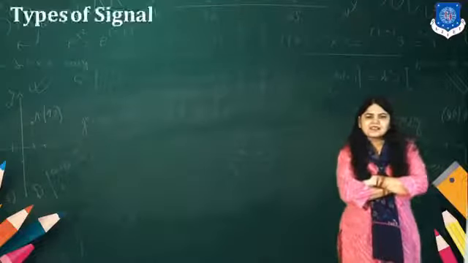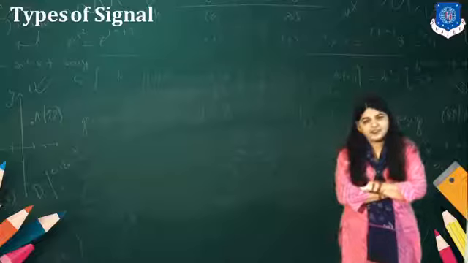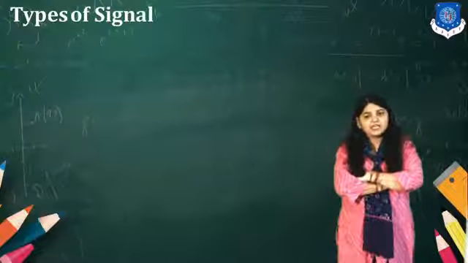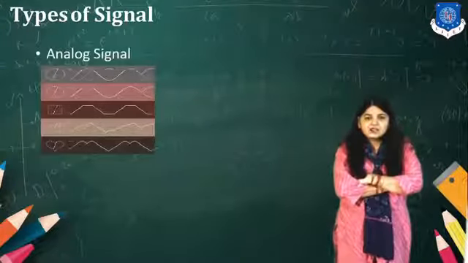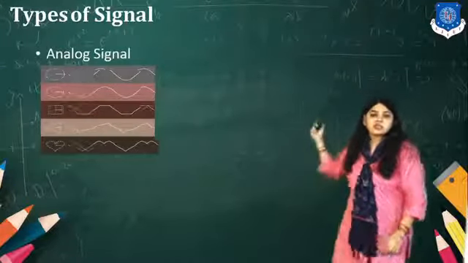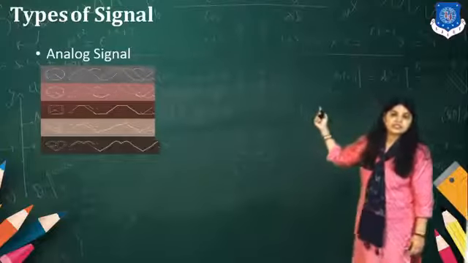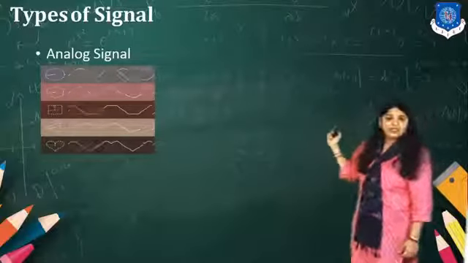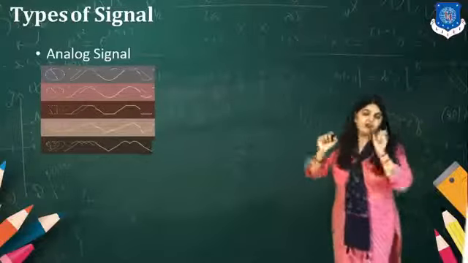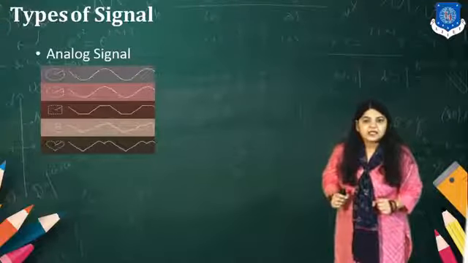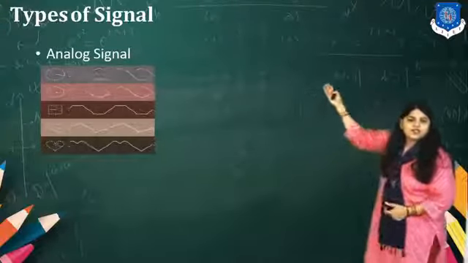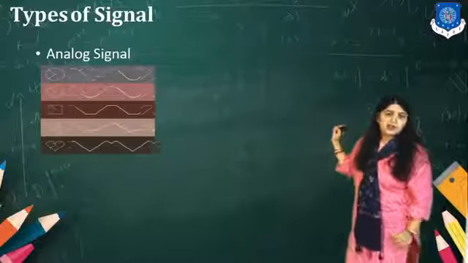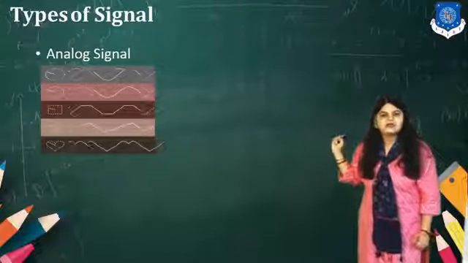Next are the types of signals. Our subject consists of analog and digital communication. What is an analog signal? An analog signal is a continuously time-varying signal. This continuous time-varying signal can change at any particular instant of time. So you can see over here the variety of analog signals shown in the figure, and this signal is known as the analog signal.